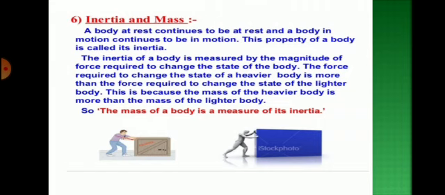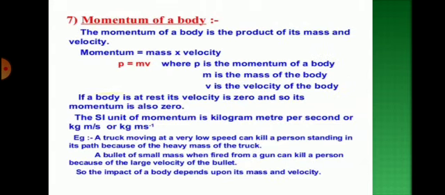Consider two stationary objects. One is heavier than the other. Now, if we apply the same force on these objects, then it is observed that it is difficult to move the heavier object than the lighter one. It means that the heavier object resists or opposes more to change in a state of rest than the lighter object. Thus, the more the mass, the more the inertia. Hence, mass of a body is a measure of inertia.